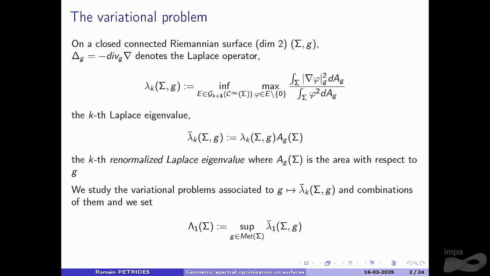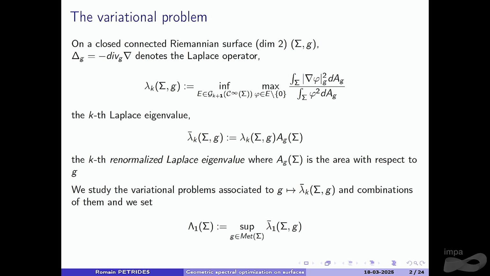For the presentation, I will focus on the first one, but combinations of them could be done in this context too. So you set lambda 1 bar of sigma, which is a topological invariant, as the supremum over all the metrics of the first non-zero eigenvalue on the surface.